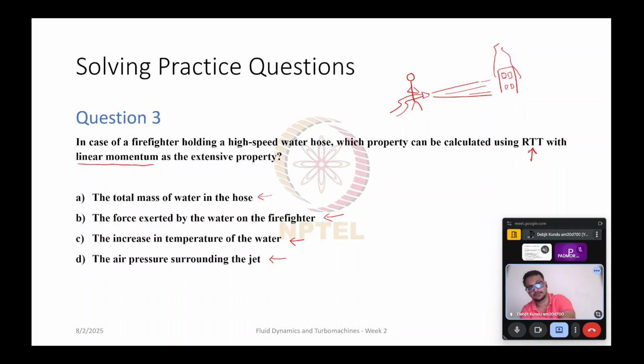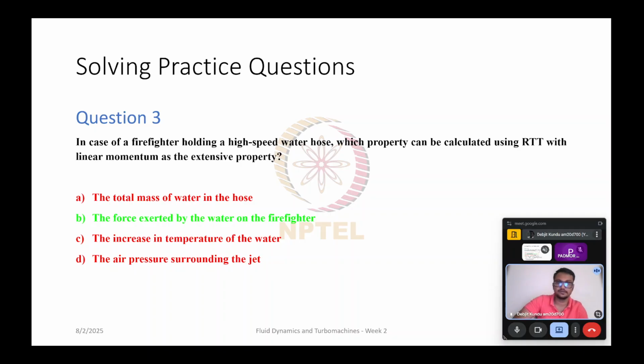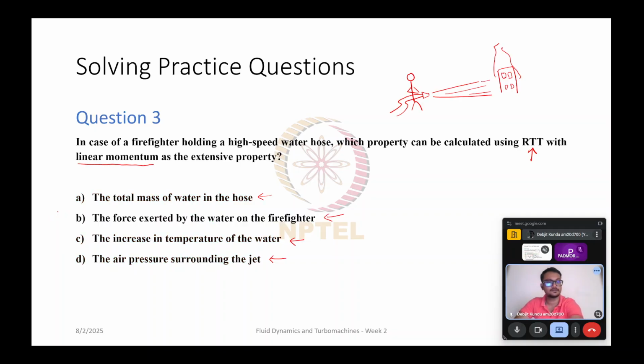Okay, let's take a look at the solution. It's actually option B, the force exerted by the water on the firefighter. So I'll just go back to my schematic over here. If I want to calculate the total mass of water, applying RTT doesn't really make sense. I can just find out the total volume of the water hose and then multiply it with the density of water. Or, if it's varying, I can do an integral. But for that, the Reynolds transport theorem is not really required.